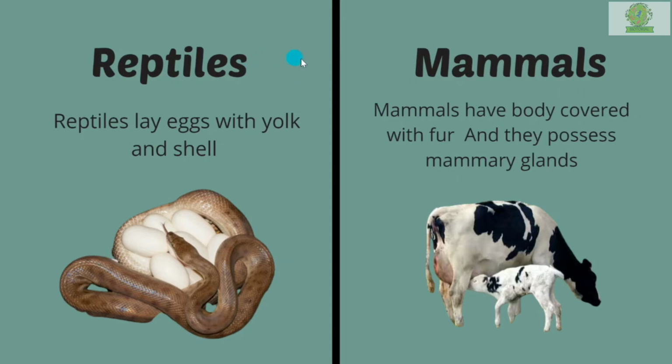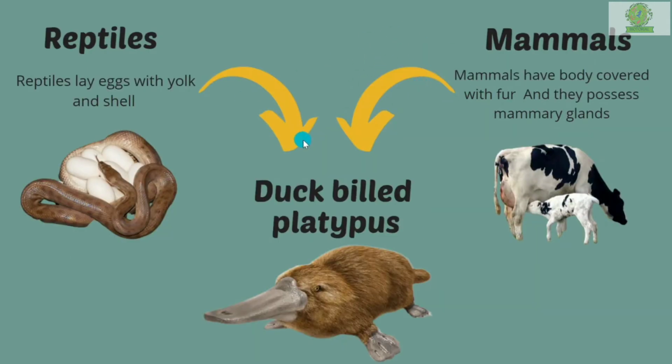But during this process of evolution, there has to be some type of living being which can show the connecting link between the characteristics of reptiles and the characteristics of mammals. So we have one such organism which is named the duck-billed platypus.